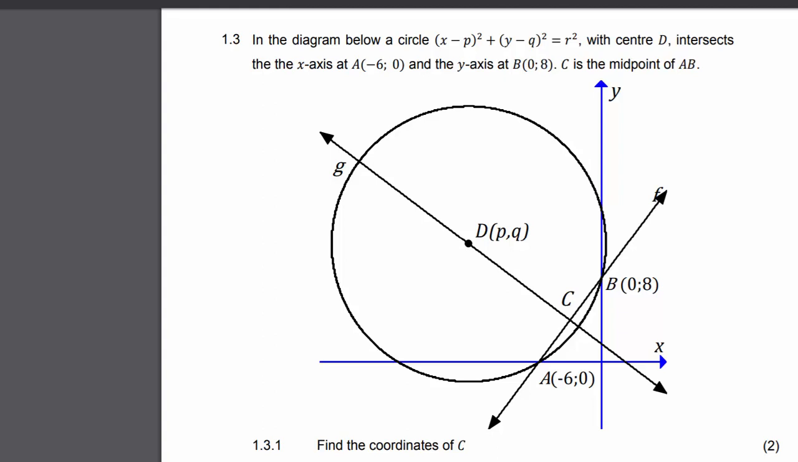And then another thing we should realize is that if I go from the center of the circle to the center of the chord, this is a chord, then from the center of the circle to the center of the chord makes a 90-degree angle. In other words, DC is perpendicular to AB.